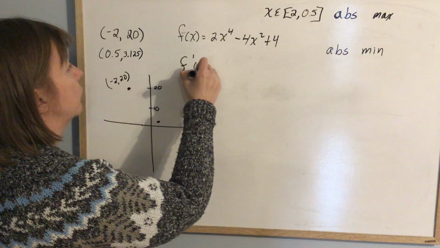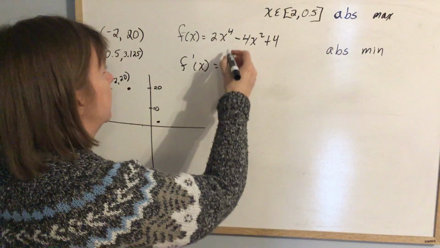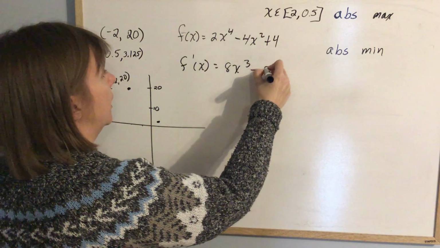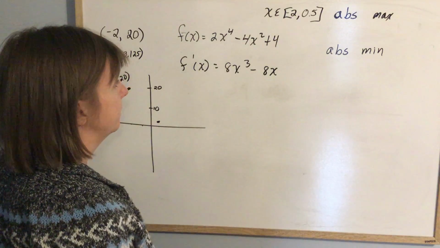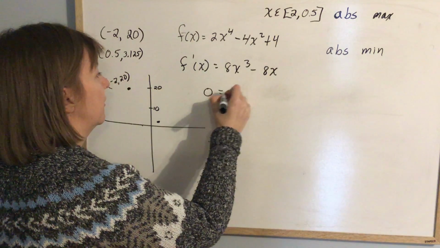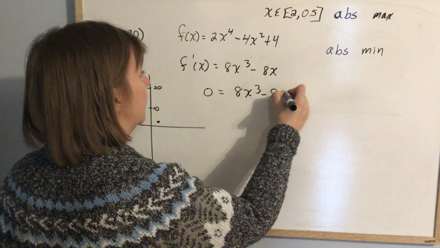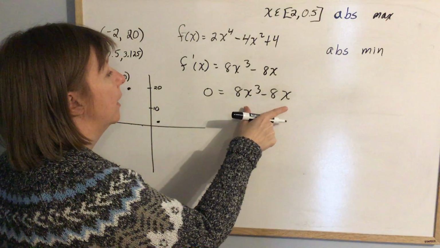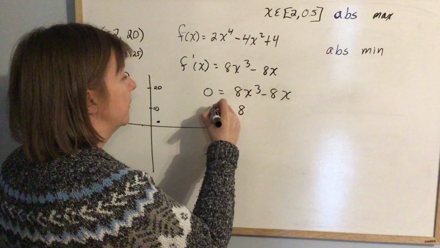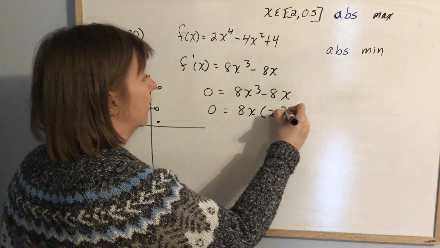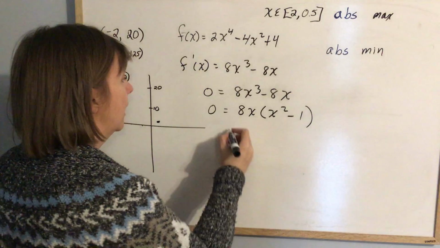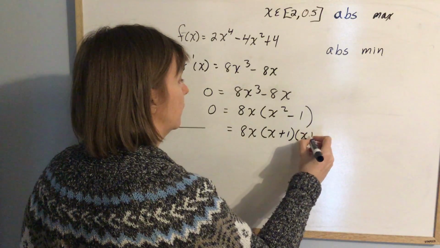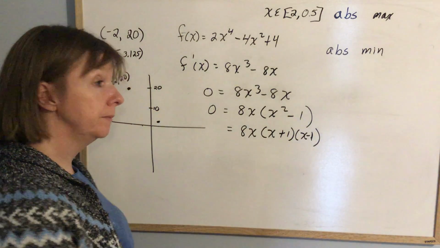So now I'm going to find the derivative, which is going to be 8x cubed minus 8x, and that's it. So I'm going to make it equal to 0. 8x cubed minus 8x. A lot of people get stumped here. Don't get stumped. It's not that rough. I can take 8x out as a common factor, and I would have x squared minus 1. And then x squared minus 1 is a difference of squares, so that's x plus 1 and x minus 1.